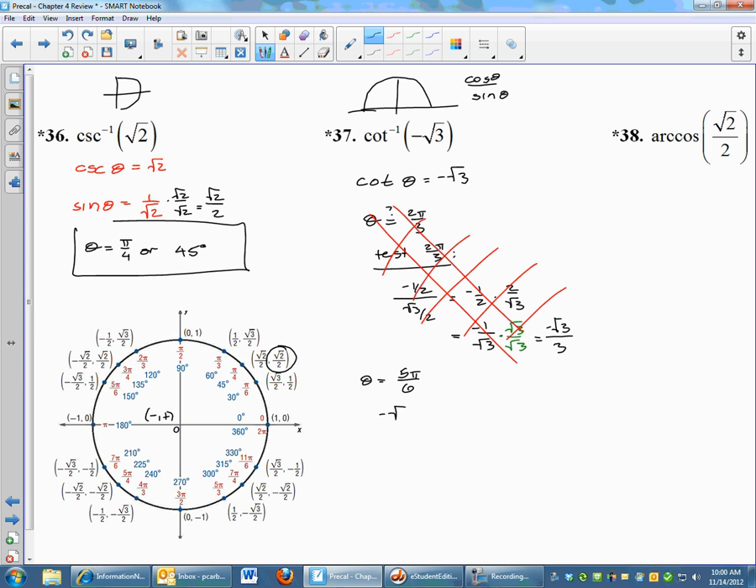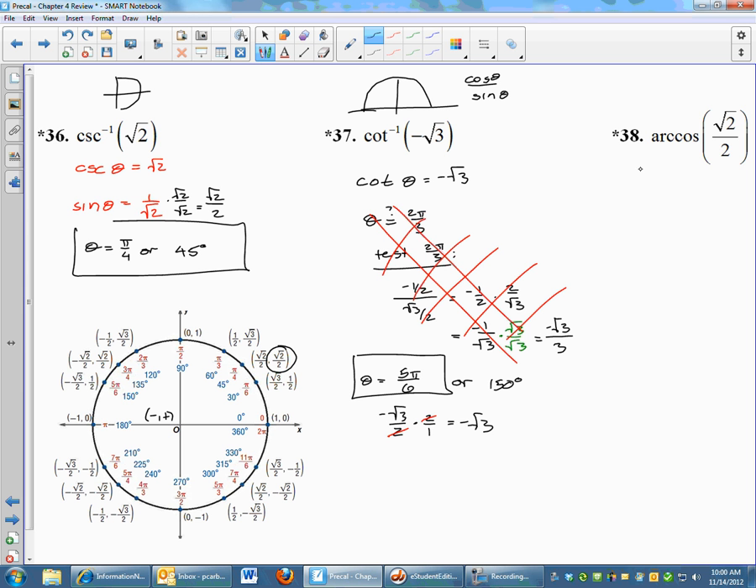So cosine, which is negative root 3 over 2, divided by 1/2 is the same as times 2 over 1. We'll see the 2's cancel, and you are left with simply negative root 3, which is what we want. So we know that 5 pi over 6 is correct, or if you want, you can answer in degrees. Okay, good.